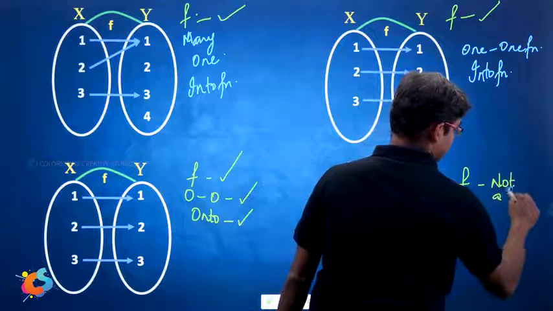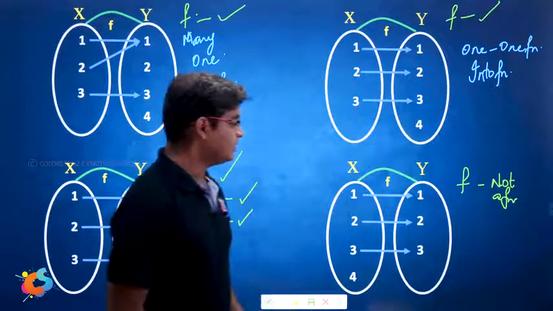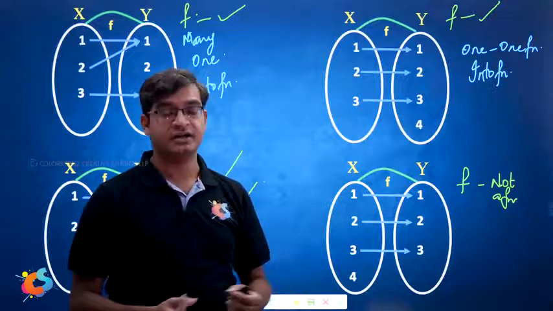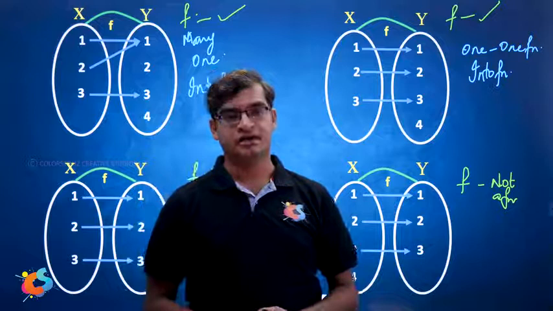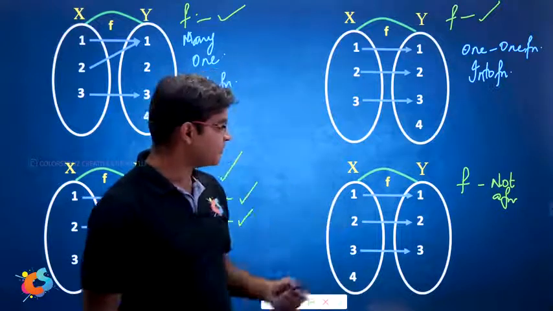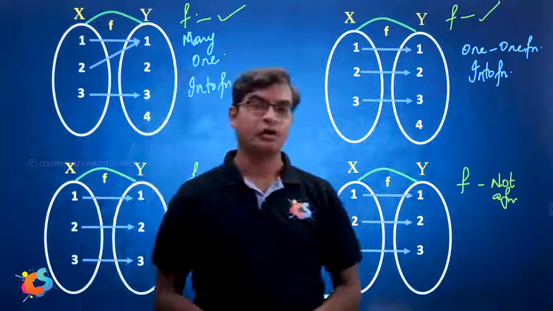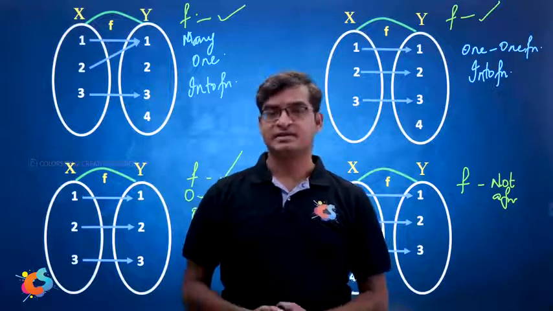If it is not a function, then there is no point in discussing if it is one-one or many-one function, and is it onto or into function, right? So therefore this is not a function. Of course this is a relation, but this is not a function. Okay, so let us take the next part.